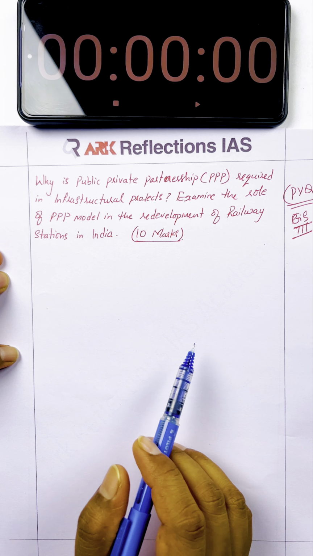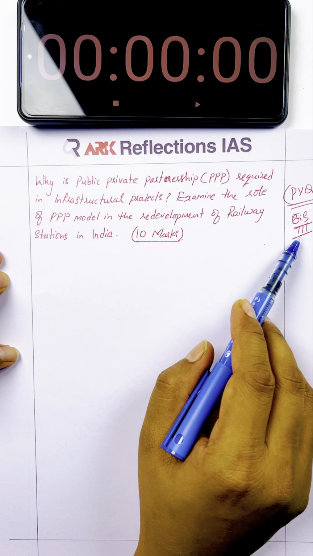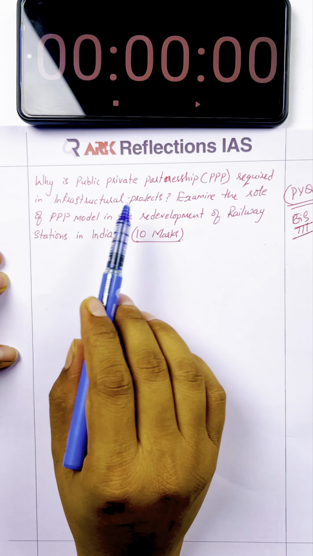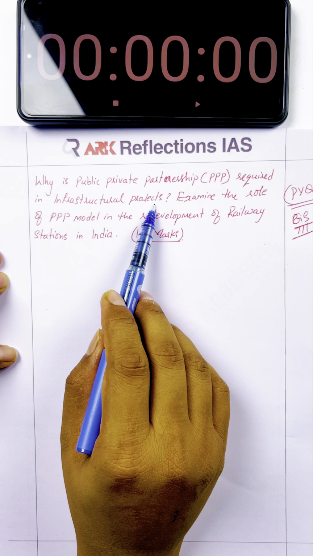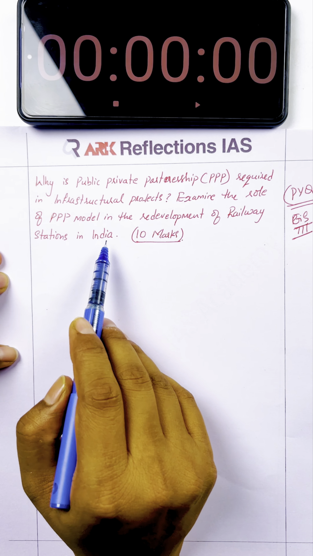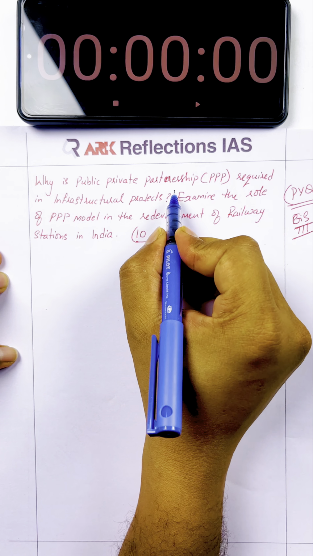Let's try to write a previous year question which was asked in the GS paper 3. Here the question says, why is public-private partnership required in infrastructural projects? Examine the role of PPP model in the redevelopment of railway stations in India. So this question can be divided into two parts.